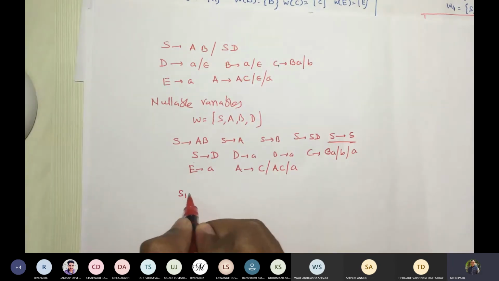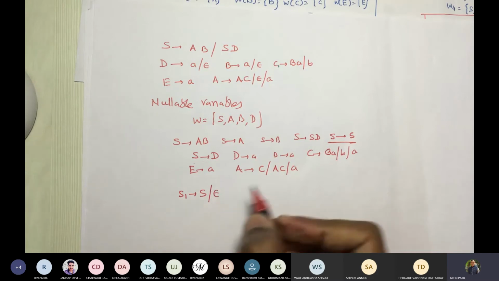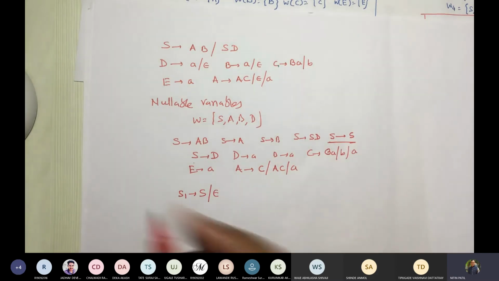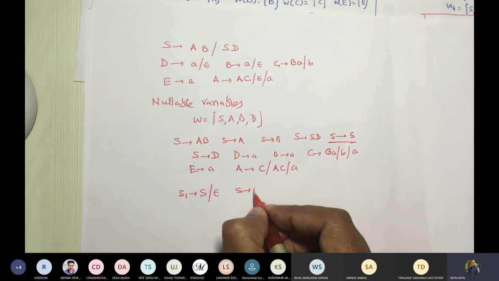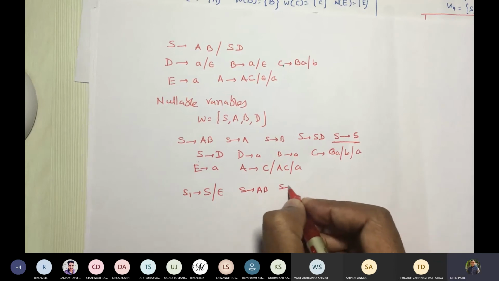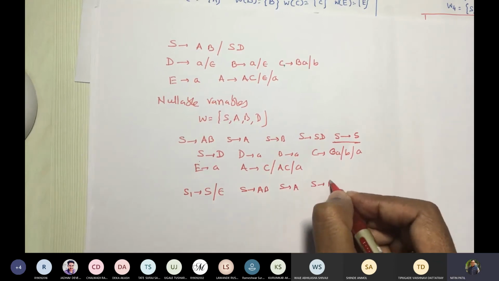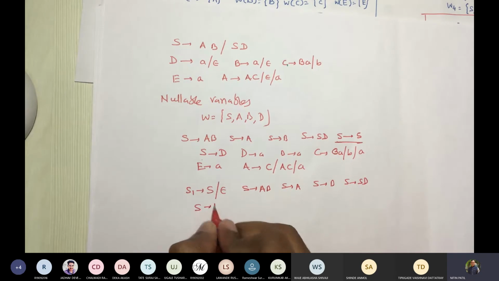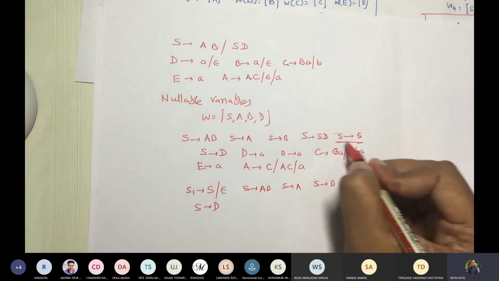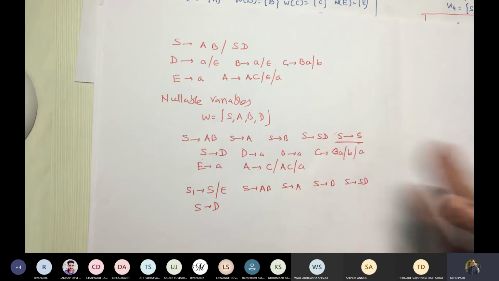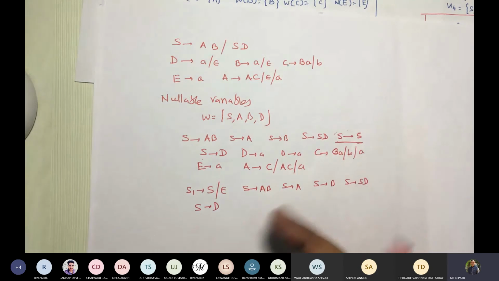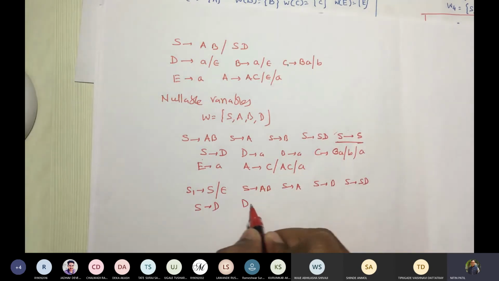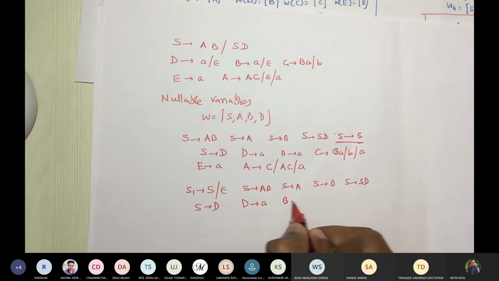So here we will introduce S1 gives S and epsilon, and we'll write S gives AB, S gives A, S gives B, S gives SD, S gives D. We will not write S gives S because it doesn't make any sense; you keep repeating, you can replace S by either of them. So S gives D. Even if you skip it, that's okay.